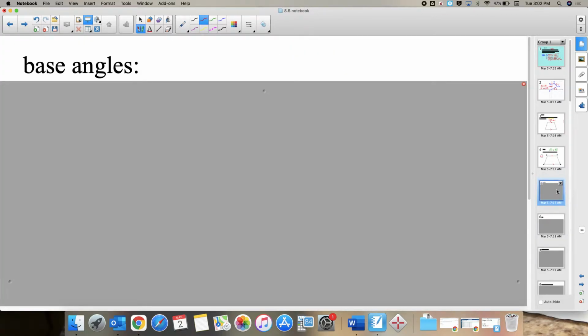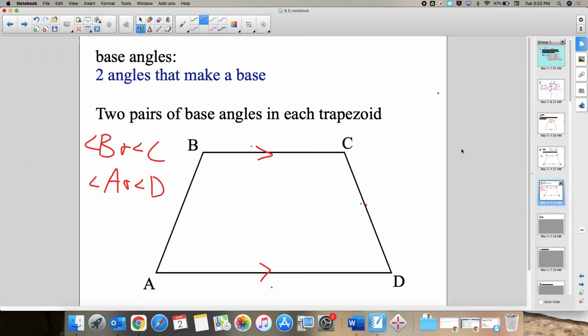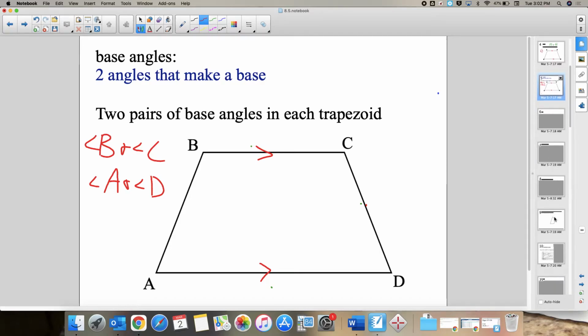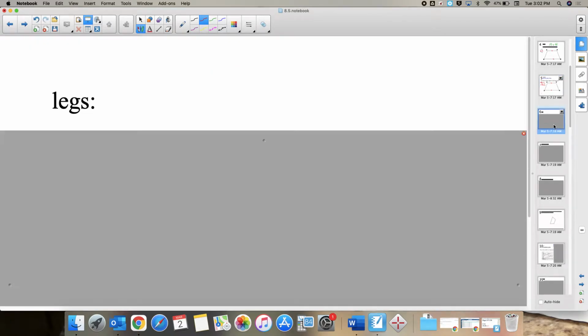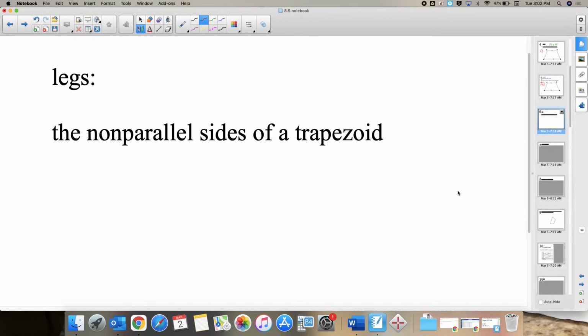The base angles, those are the angles that lie along the bases. There are two sets of base angles. They are the two angles that make a base. B and C would be one set of base angles. A and D would be the other set of base angles. Your non-parallel sides, they're known as your legs. The non-parallel sides of your trapezoid.